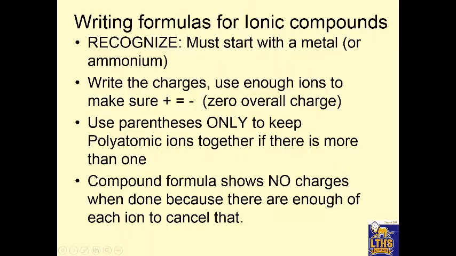Alright, let's keep practicing. So, here are some rules. I recommend pausing the video right now, writing down these rules. Okay? So, how do you know it's an ionic compound? Well, it either starts with a metal or has ammonium in it, and there's no charge. Okay. So then you write the charges and make sure you use enough of each ion to make it 0 overall. Then put parentheses in the formula only to keep the polyatomic ions together if there's more than one. And then remember that when you're done writing the chemical formula, there's no charges because they equal 0.